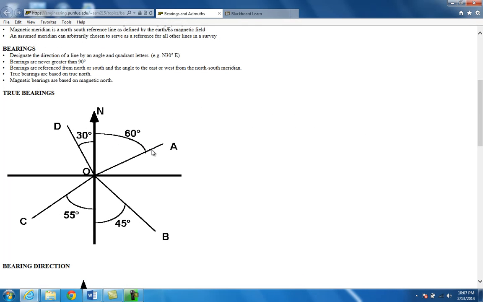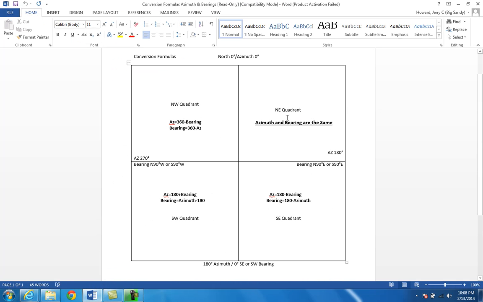In the northeast quadrant, your bearing is the same as your azimuth because both of them are going from north 0. Does that make sense? If you look at this chart, it says azimuths and bearings are the same. If you have an azimuth of 15 degrees, your bearing would be north 15 degrees east. It would be the same.